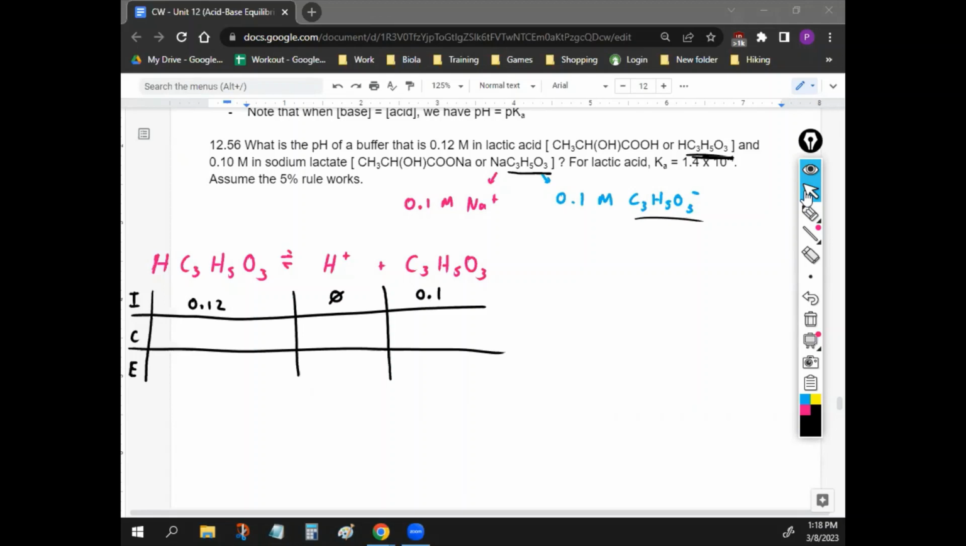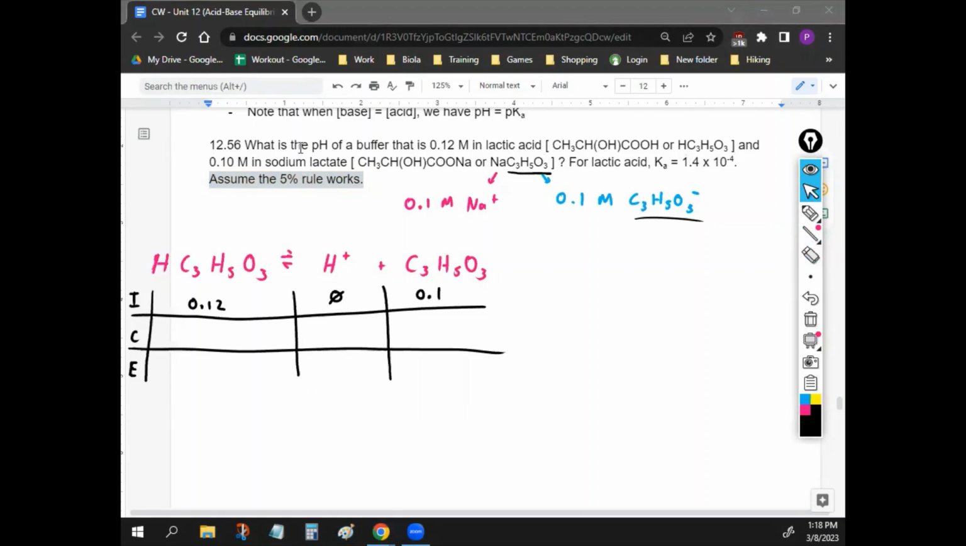All right, I'm going to give you guys about 3 minutes. I want you to try out this problem and see if you can fill out the rest of the ice table. I'll let you know right now, you can use the 5% rule, so you should not be using a quadratic. Or actually, it's written up here. I'm not being nice. I'm going to tell you that you can assume it.